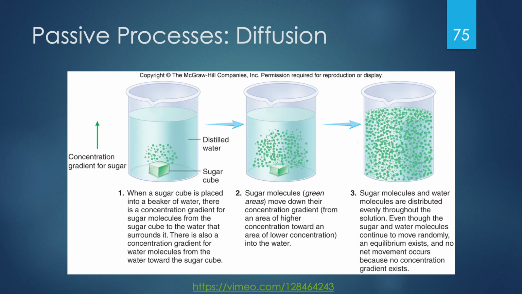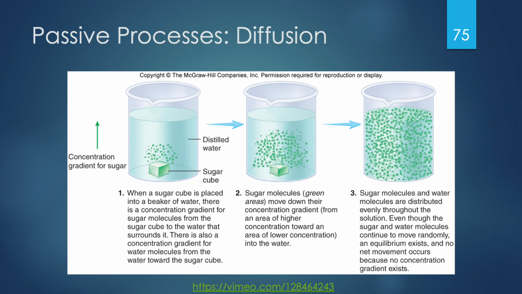So a passive process like diffusion occurs like you see in the image below. What happens is we're looking at a concentration gradient for sugar in this example, where we have a sugar cube placed in a jar of distilled water. The water is literally just H2O with nothing in it, and the sugar cube is just sugar.